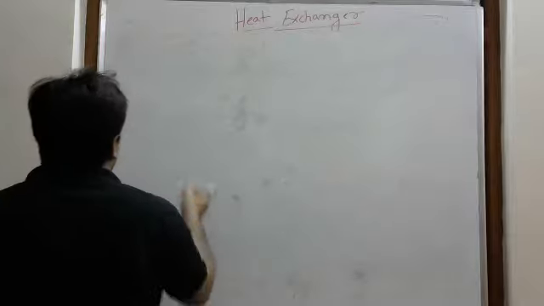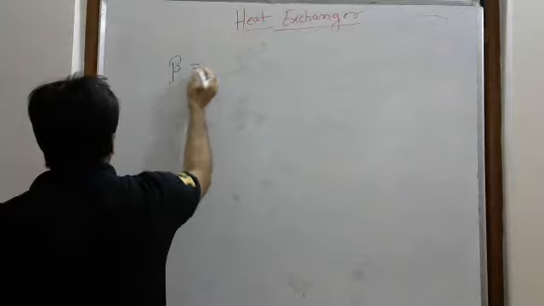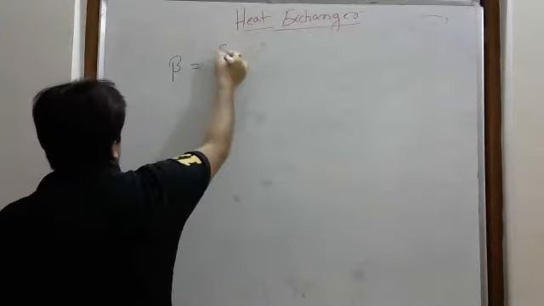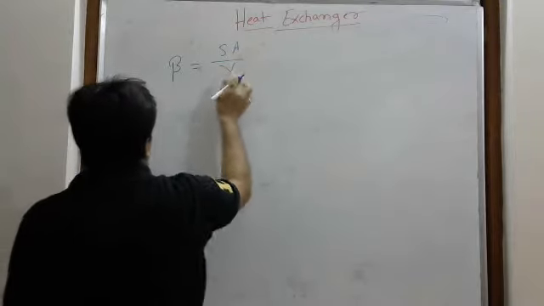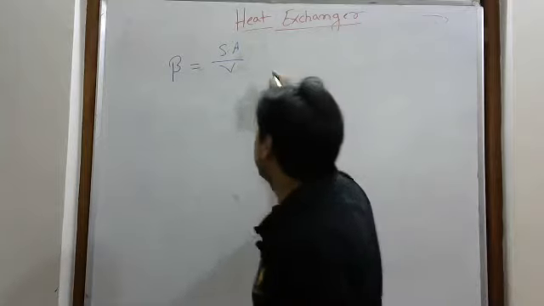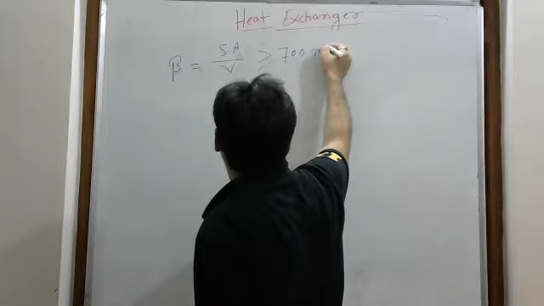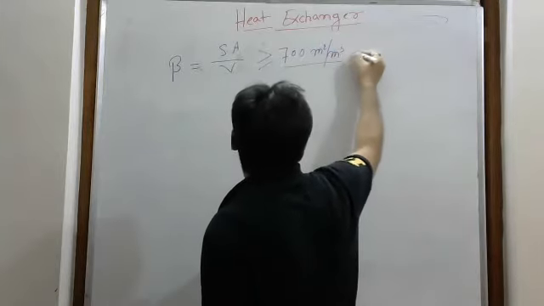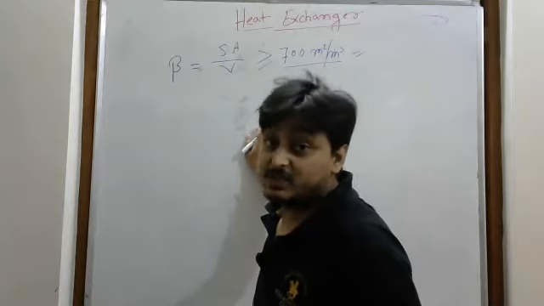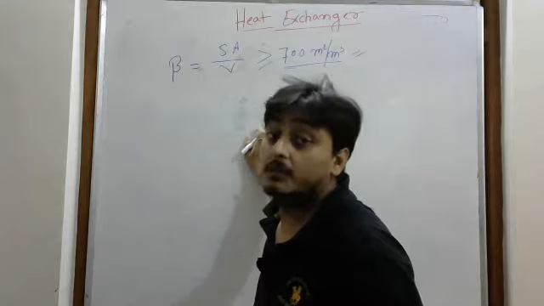Actually, see how they define compact and bulky. I will tell a little. They find a ratio, beta, which is the surface area by volume. If this ratio is greater than or equal to 700 square meter per cubic meter, it is known as a compact heat exchanger. If this ratio is less than that, the heat exchanger is known as a bulky heat exchanger.